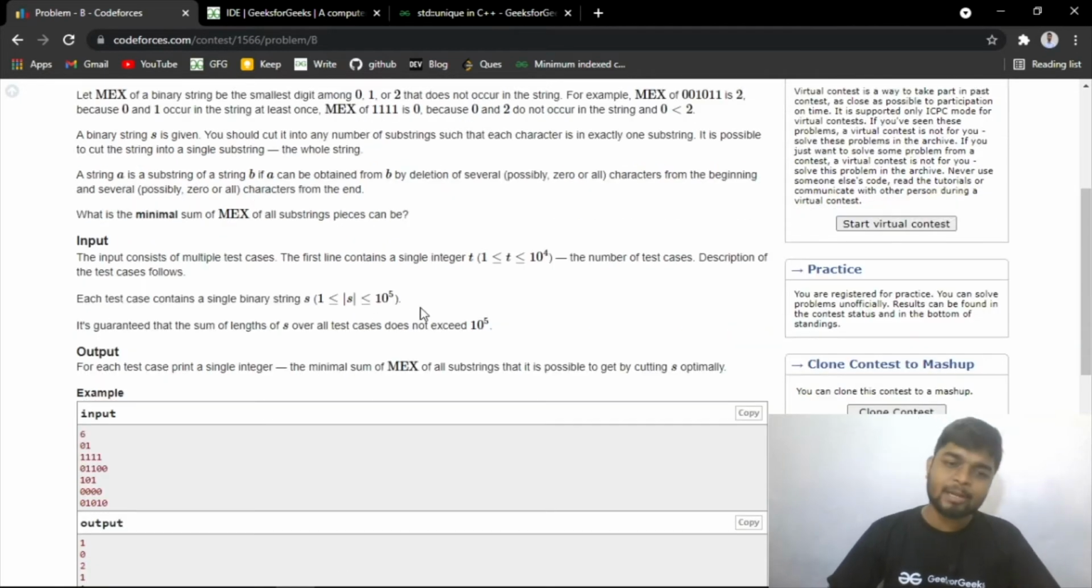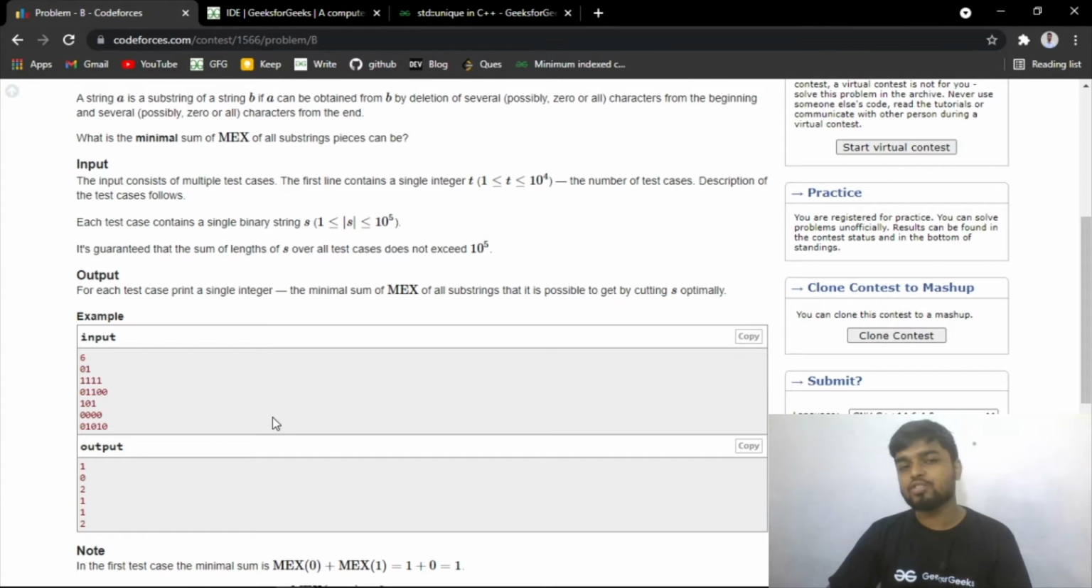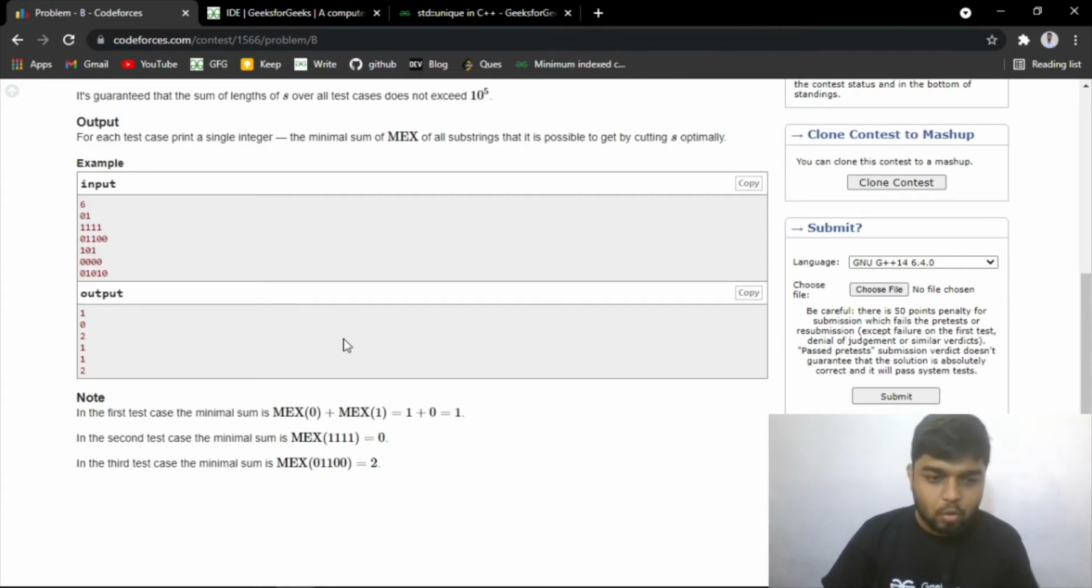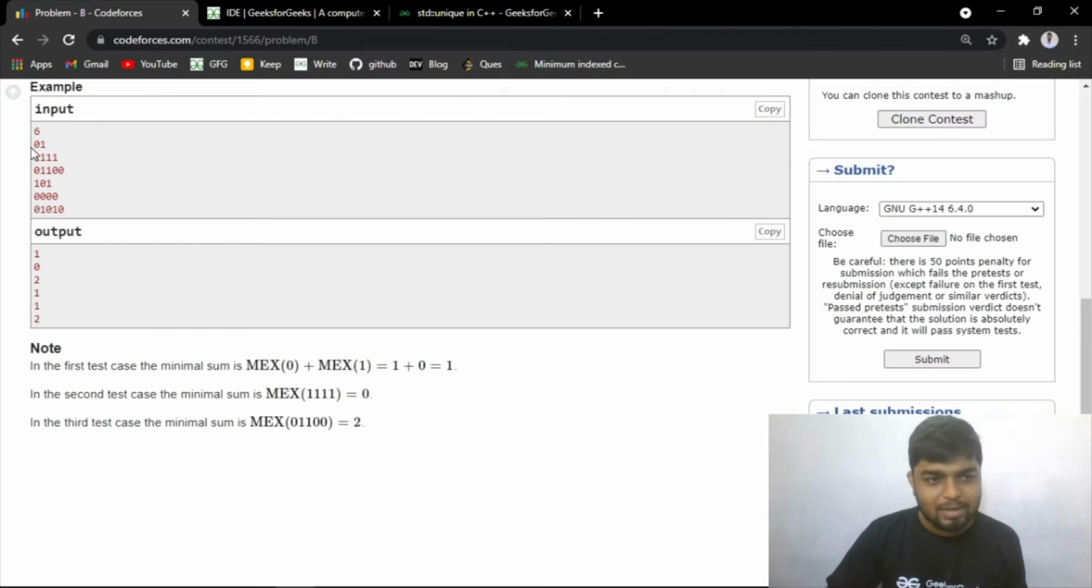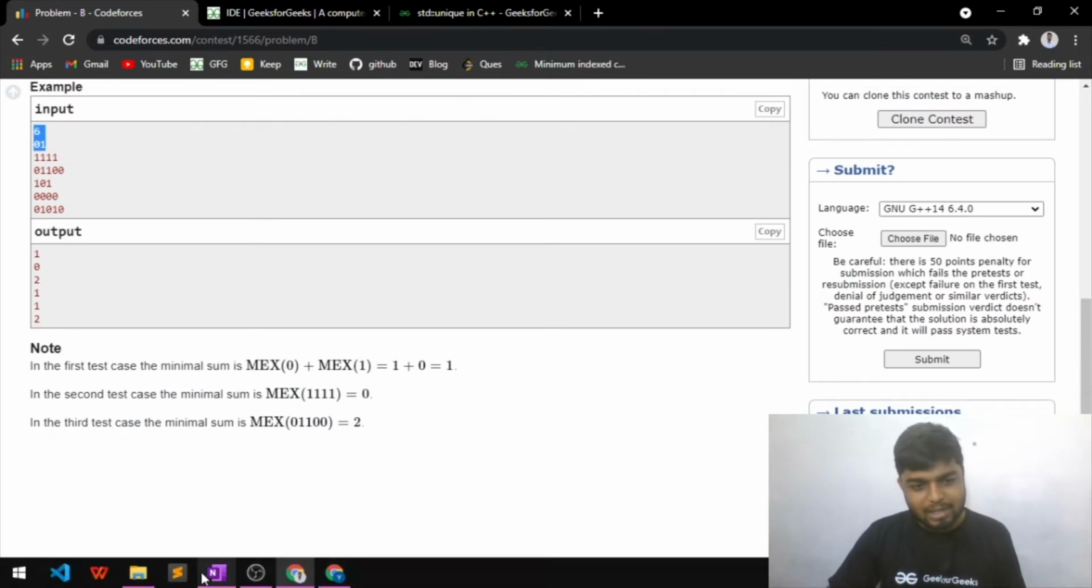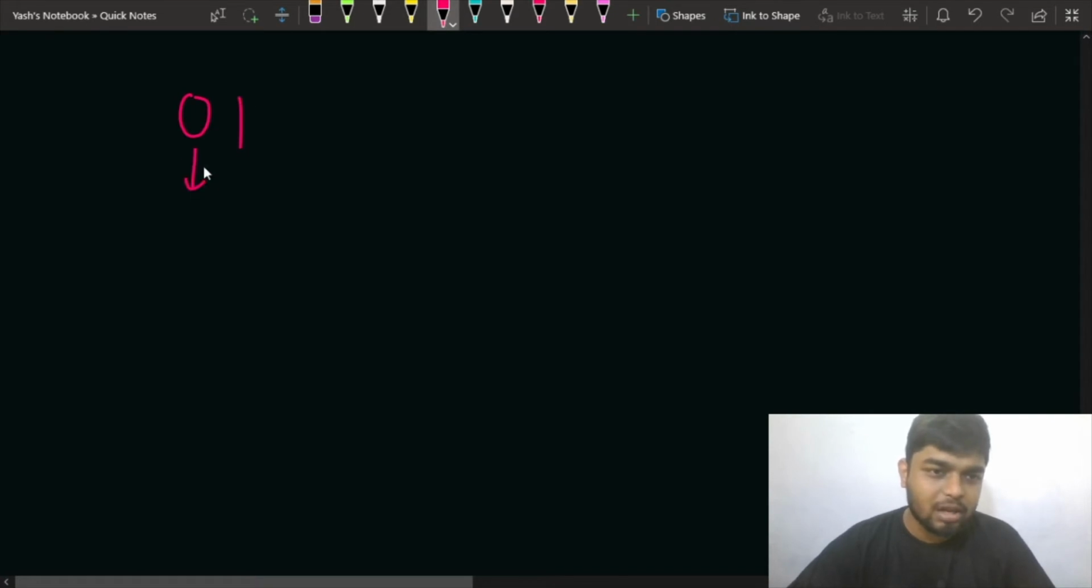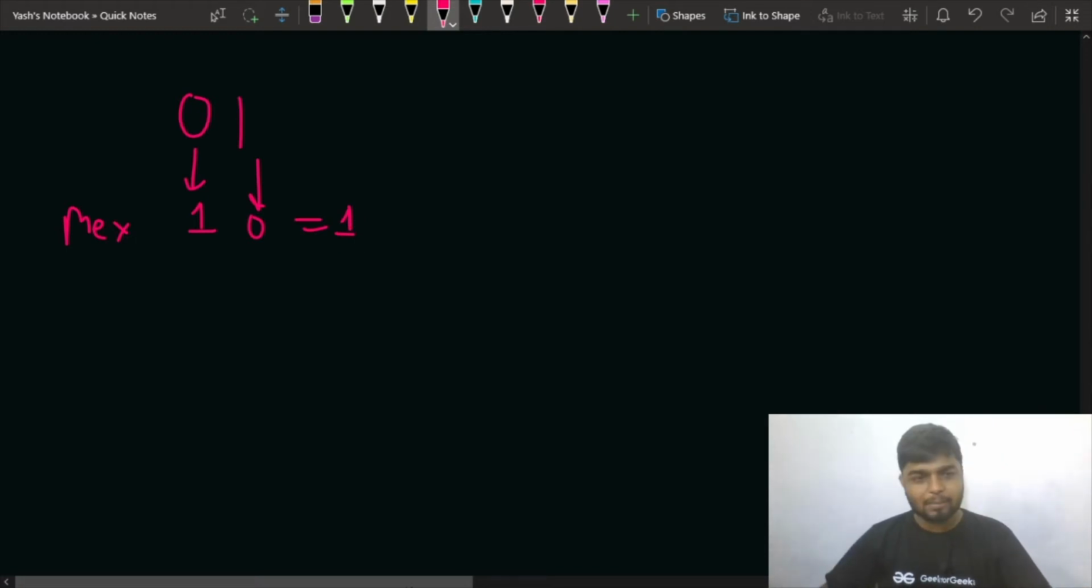You will be given t test cases, and for each you will be given the string s, a binary string, and for that string you will print the answer in the output section. So let's see this test case. You have been given 0 and 1 as a string. You can divide it, considering the 0 and the 1 as separate substrings. For the 0, the mex will be 1. For the 1, the mex will be 0, because 0 is the smallest that is not present. So the total mex comes out to be 1.